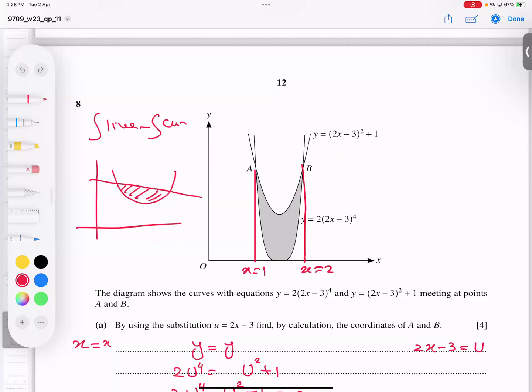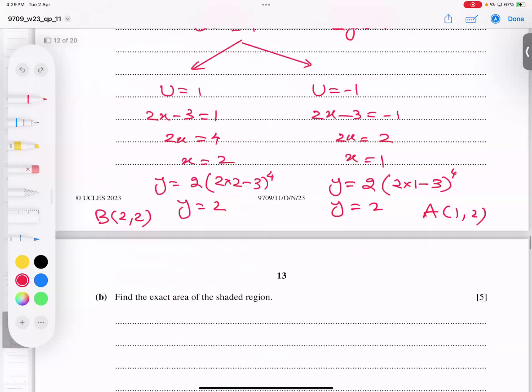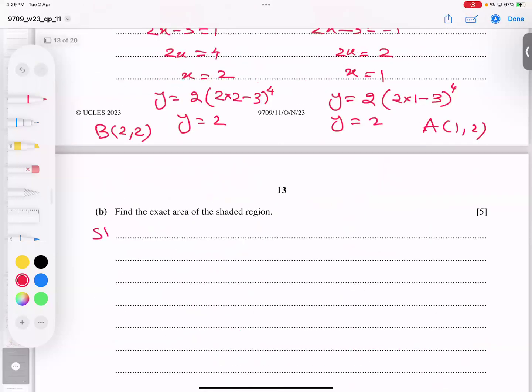Why? Because the area under this curve is more, which is naturally the full thing, and the area under this curve is smaller, the white region. You can see the white region. So how to get the integration of this minus the integration of this? So get ready, and I can do it now. So what is the shaded area formula? So shaded area.